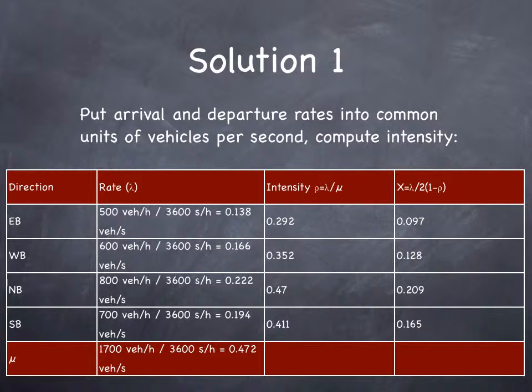Similarly, we're computing the intensity, or the lambda over the mu. Now the mu, or the server rate, is 1,700 vehicles per hour, or 0.472 vehicles per second. So we can compute our intensity for the eastbound movement as our lambda of 0.138 over our mu of 0.472, which gives us 0.292. And we can do this for all of the movements. And the third column is a calculation that will be useful to us a little bit later.